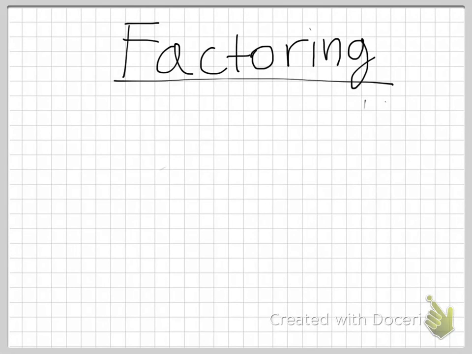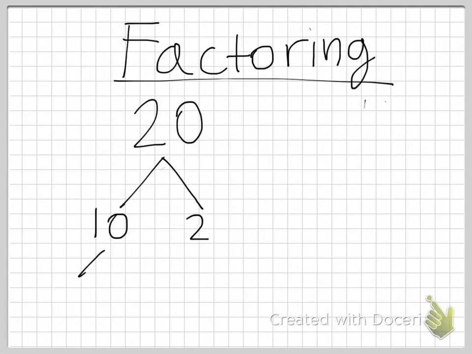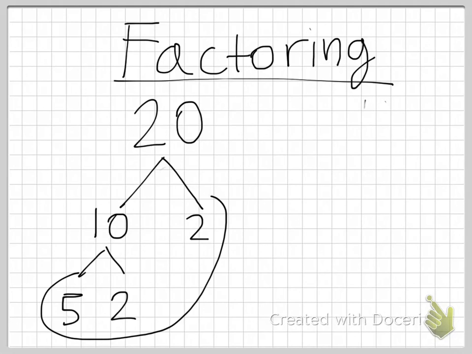Today we're going to talk about something called factoring. I think you've heard about factoring before, except you've done it with numbers and not variables. So for example, if you want to factor 20, this is how you find the prime factorization. You get 10 times 2, 5 times 2. Then the prime factorization of 20 is 5 times 2 squared. So that's prime factorization.